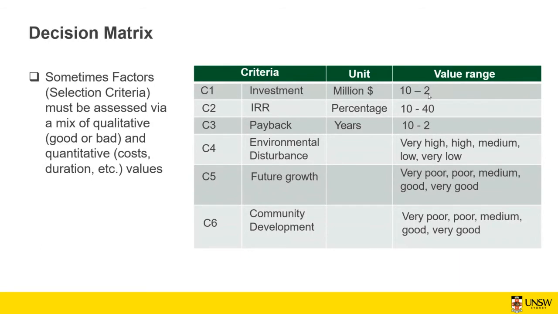For environmental disturbance, you got from very high, high, medium, low, very low. Again, very high comes first because it's not preferred to have very high environmental disturbance, and the very low comes last because it's something that is perfect. The same thing for the future growth, that you want to have a high future growth, so very good comes at the end. And also the community development, which is something that you want to increase, so very good comes to the end.